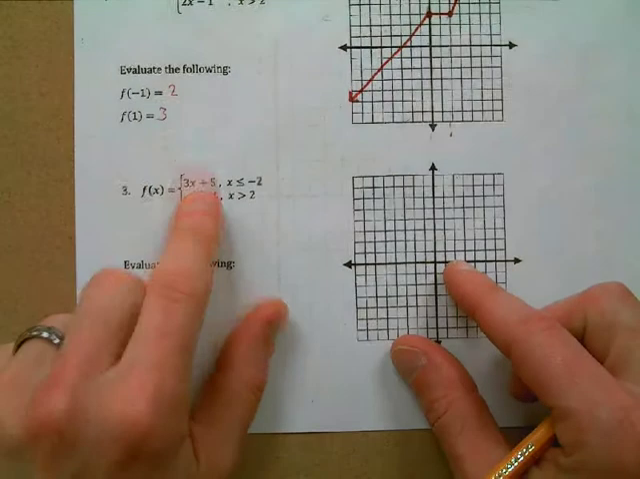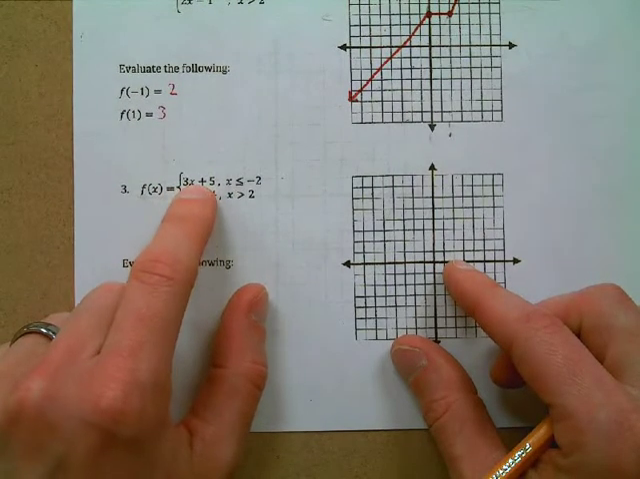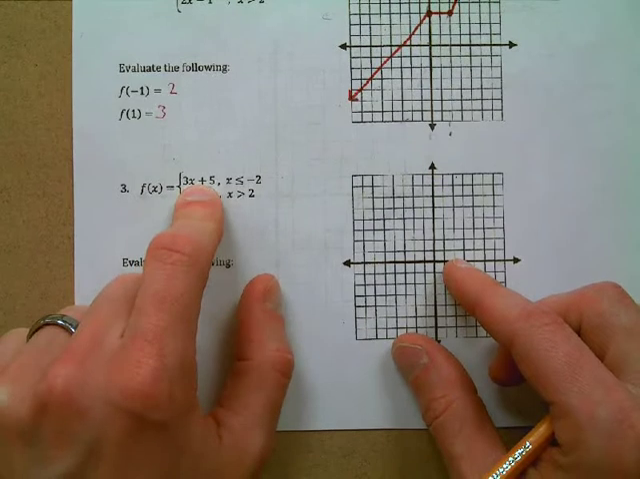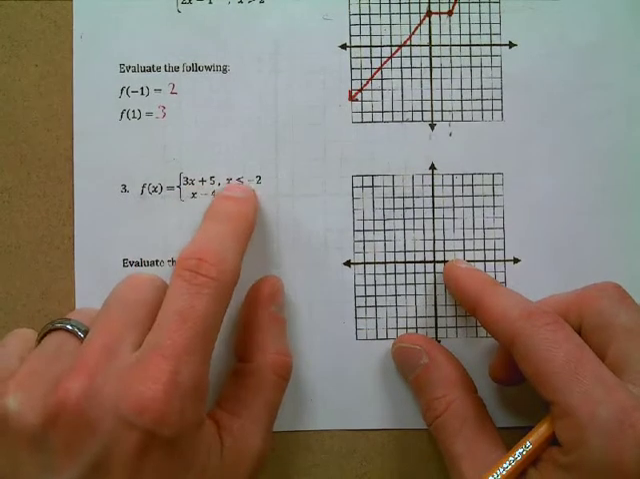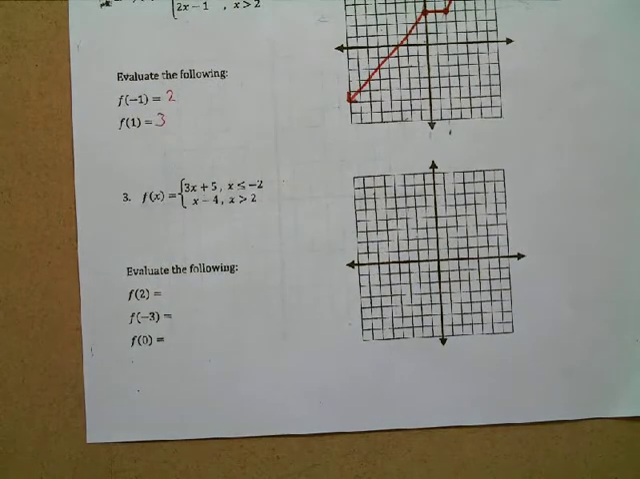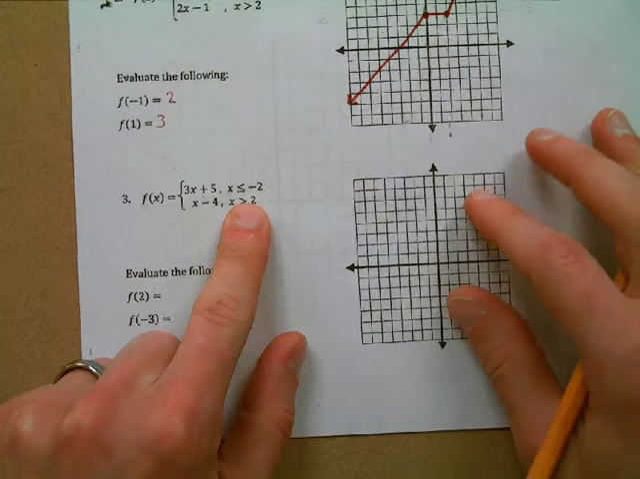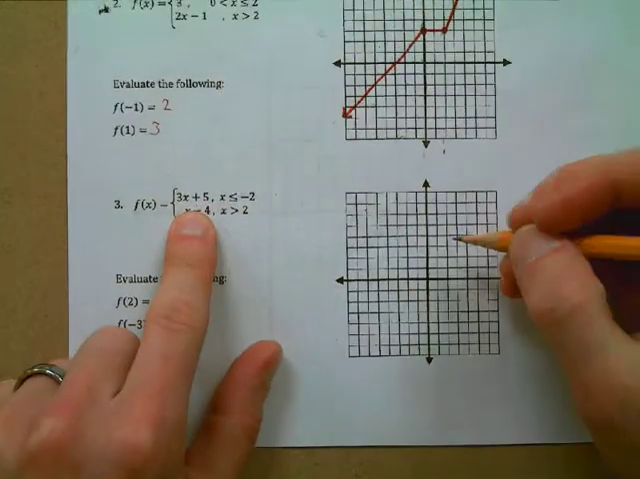Okay, let's look here. We want to graph the line 3x plus 5, but we only want to graph it for x values that are less than or equal to negative 2. In other words, we don't want to graph this for the entire graph. So let's start graphing this line here.